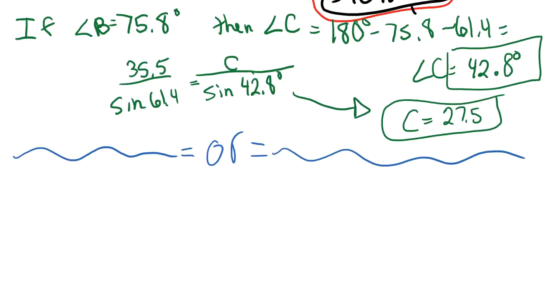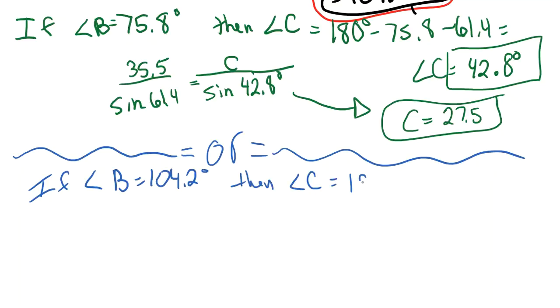But remember we said that there were two possibilities. So that would be the possibility for the first triangle. The second possibility would be if angle B equals 104.2 degrees. Well, I can go ahead then and solve for angle C the same way I did above. I do 180, but this time I would subtract 104.2, and then I would subtract the 61.4. That would give us angle C equal to 14.4 degrees.